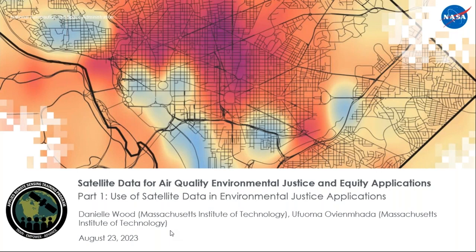Thanks, Ufoma. We both represent the Space-Enabled Research Group at MIT, where we work toward asking how we can use technology from space to support sustainability and justice on Earth. Today, I'll be sharing an example of how we use space technology, particularly satellite data, in justice-related applications.